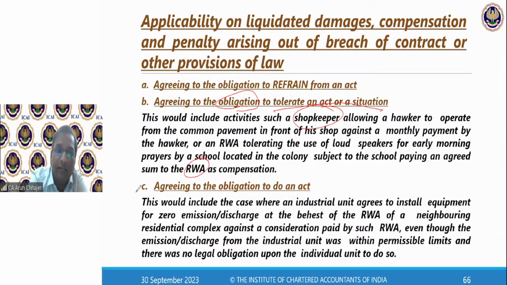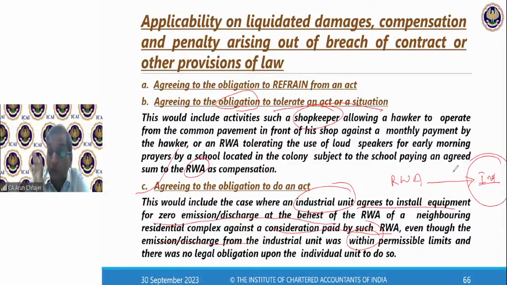They have also covered agreeing to the obligation to do an act. They give the example of an industrial unit agreeing to install equipment for zero emission or discharge at the behest of the RWA, against the consideration paid by the RWA. This time the RWA is making the payment to the industrial unit. Even though the emission is within the permissible limit, so the industrial unit is not liable to install any equipment or machine for zero emission, it is being done because of the special request of the RWA, so that there would not be any damage to the persons residing in that particular society. So based on the request, they are doing some act. They are saying that this would be agreeing to the obligation to do an act.